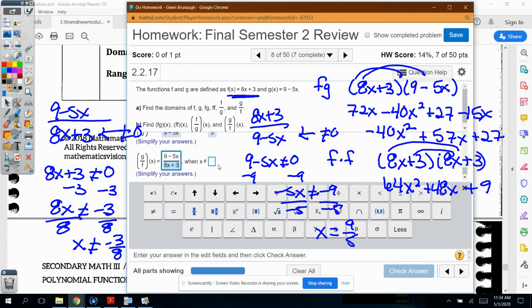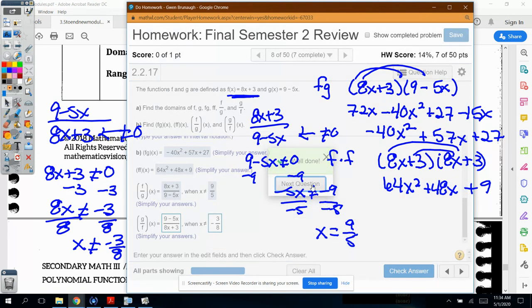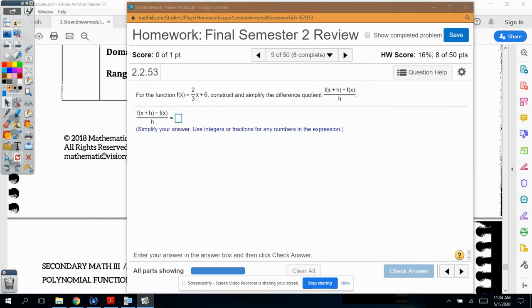And for this guy, it could not equal negative 3/8. Okay. All right, now this one. This is a tricky thing.